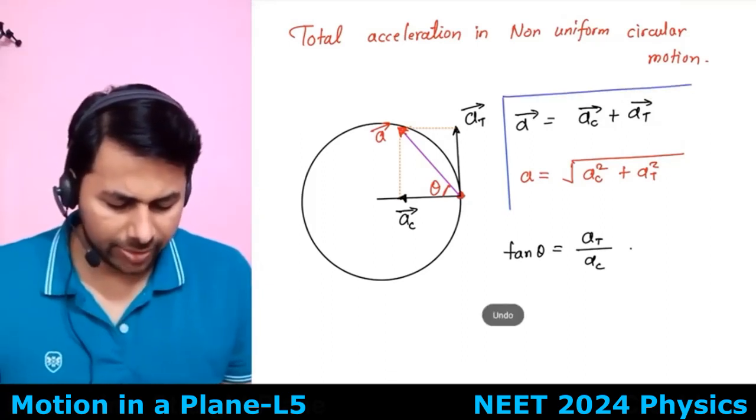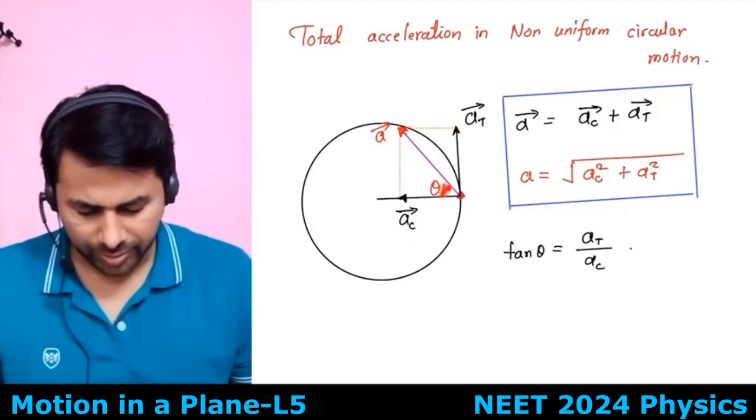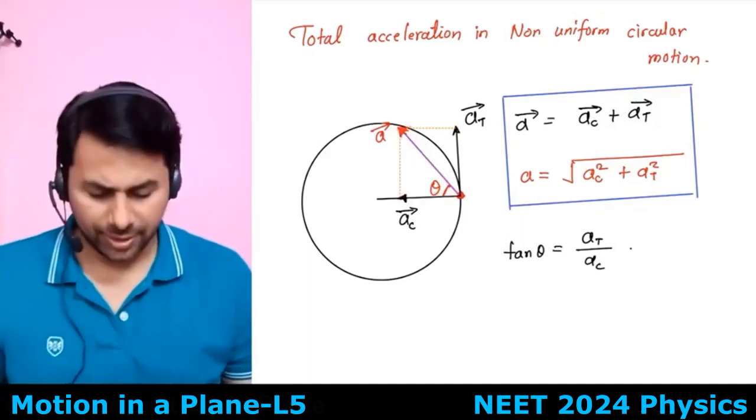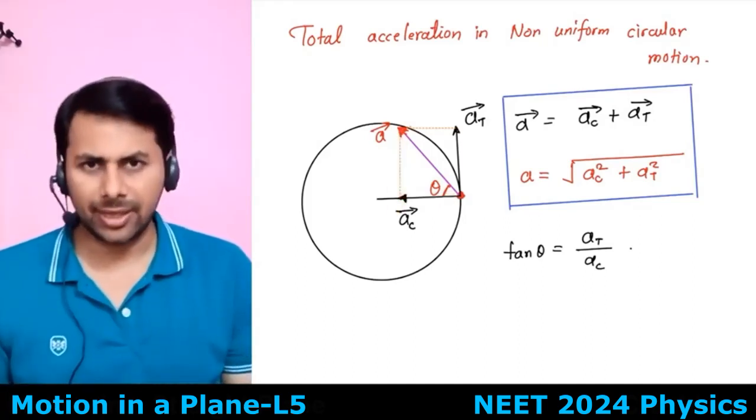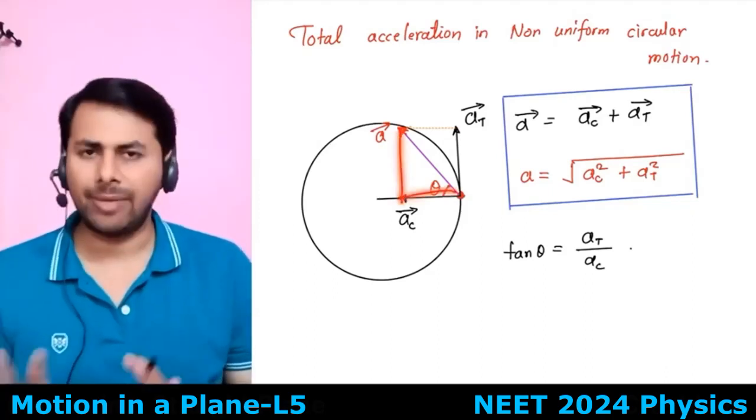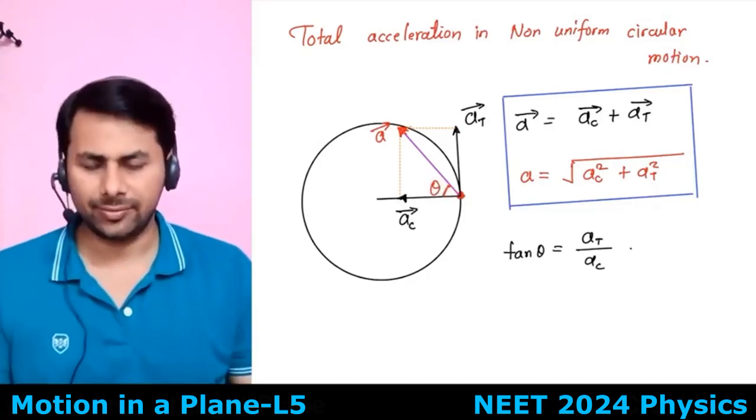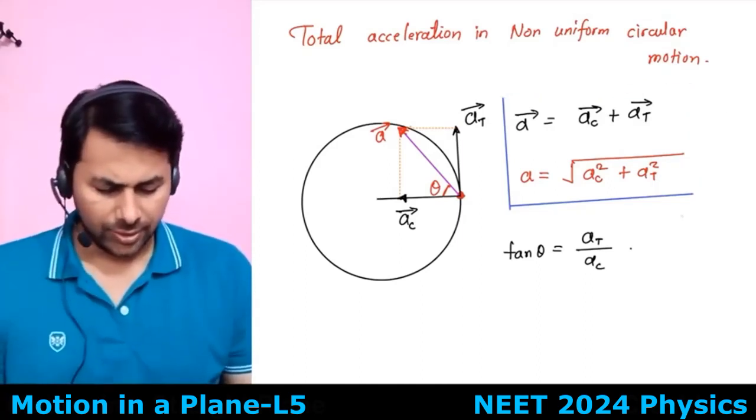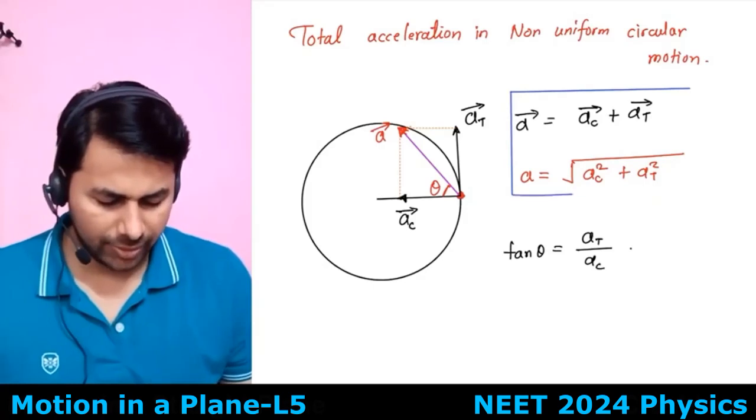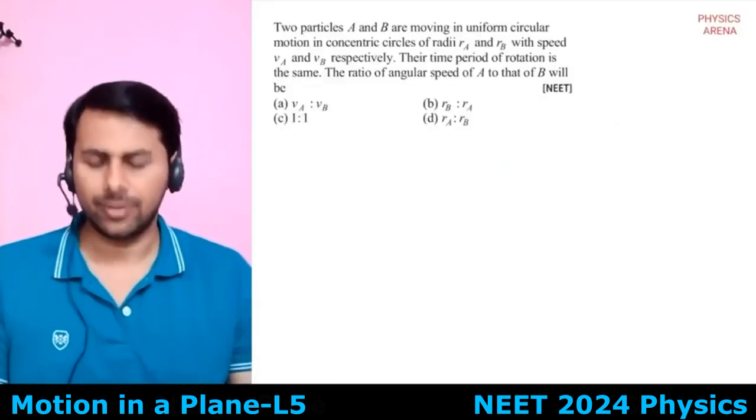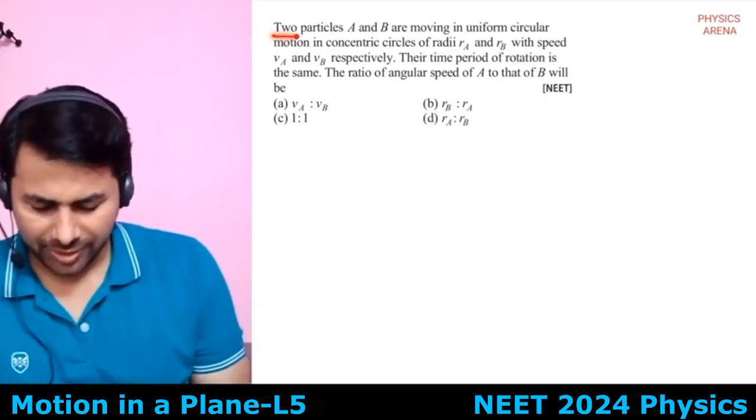If we want to find the angle between the total acceleration and the centripetal acceleration, we can find it using the regular ways. Tan of theta equals the magnitude of tangential acceleration divided by the magnitude of centripetal acceleration, so theta equals tan inverse of at upon ac. Is this clear, or is there any question? Now help me solve these questions.